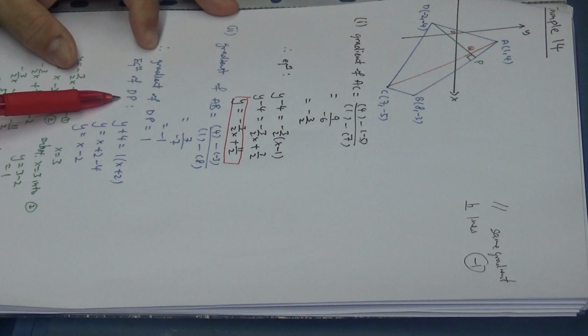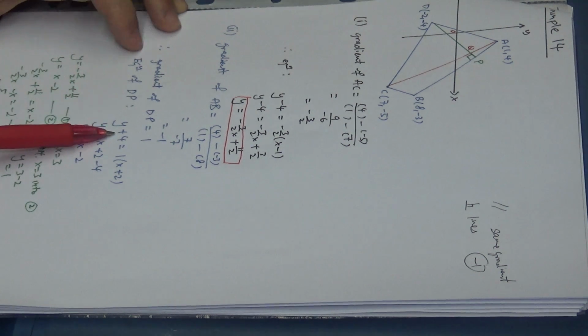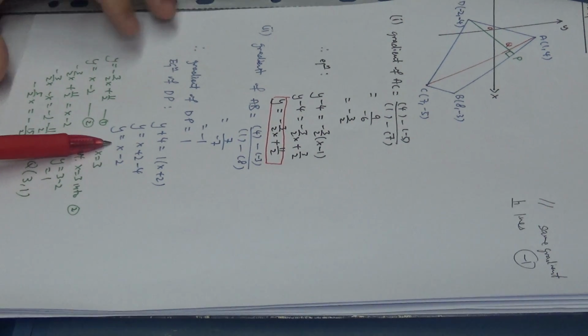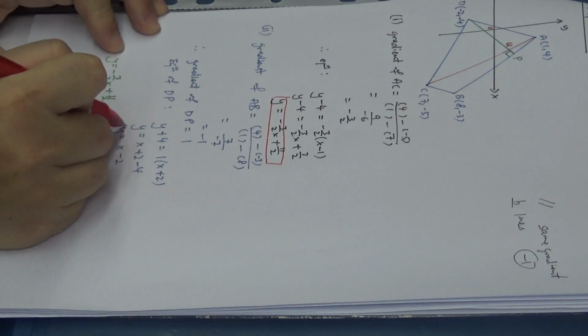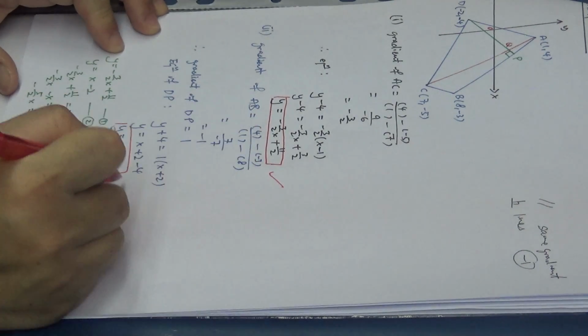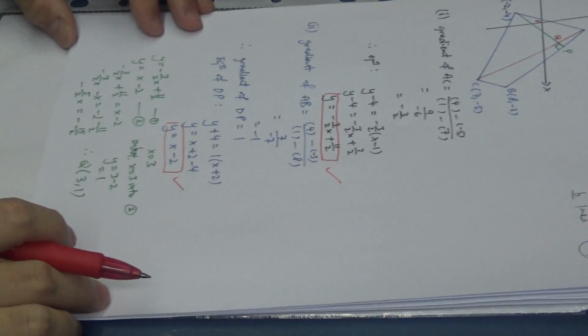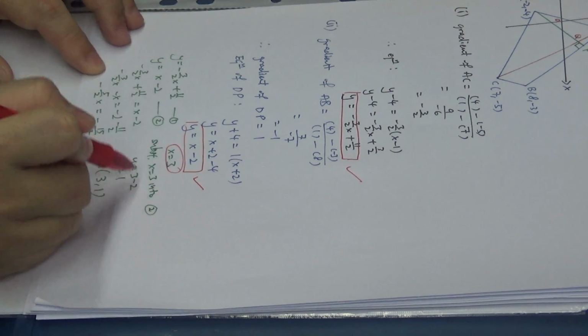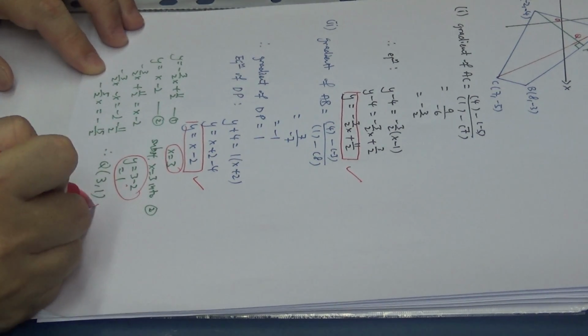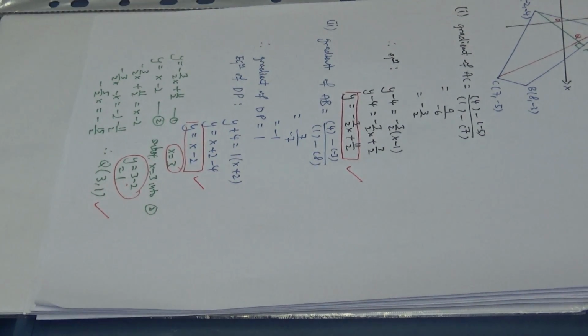For the equation of DP, because it passes through the point D, I will use the formula and find this equation. Then I solve this and this simultaneously to get x equals 3 and y equals 1, which gives the point Q. The coordinates of Q are (3, 1). So I have already finished part 2.